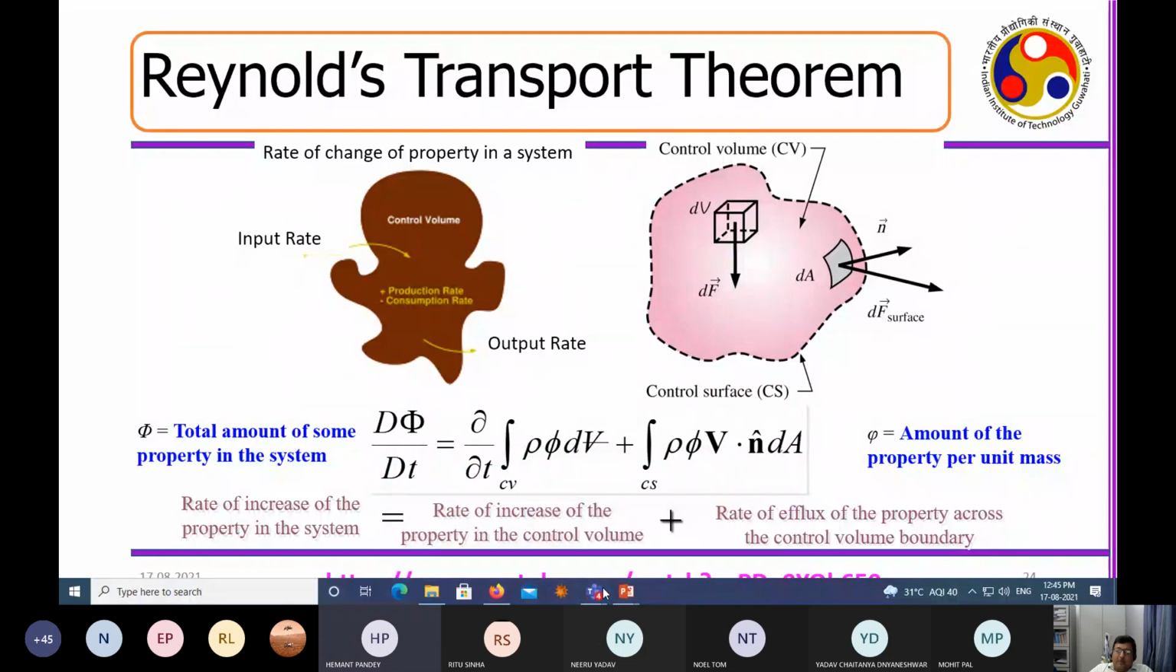Sir, it represents the total change in the phi with respect to time. This is called substantial derivative, right? Just now we discussed what is the total change of phi. What are the components of the total change? Local and convective.